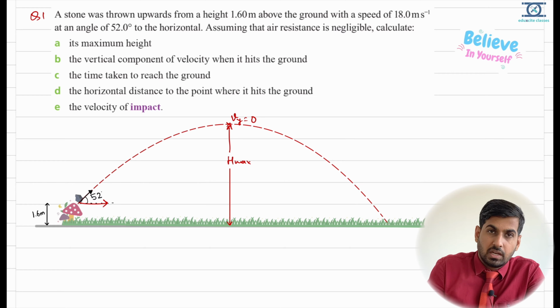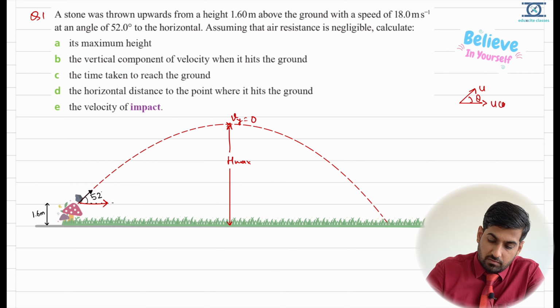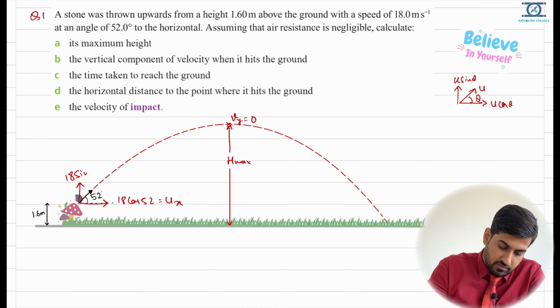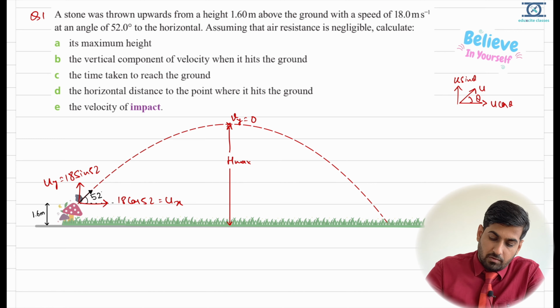component of the vertical as well as horizontal. If this is u and it's making an angle theta, the horizontal component will be u cos theta and the vertical component will be u sin theta. I hope you know this. So this will be 18 cos 52, which I will write as ux, and this will be 18 sin 52, which will be uy.